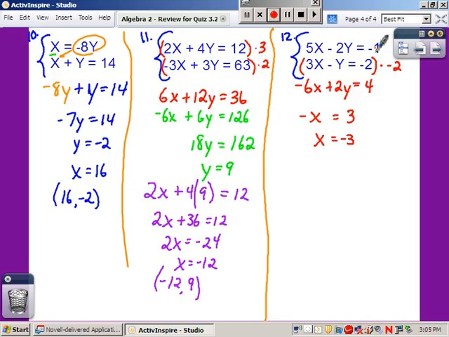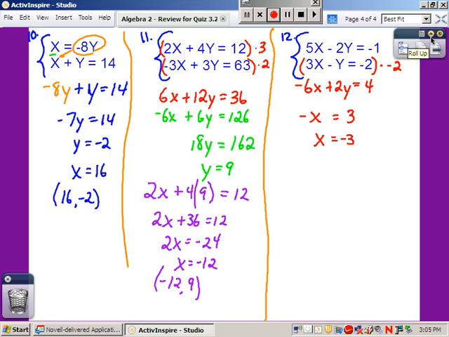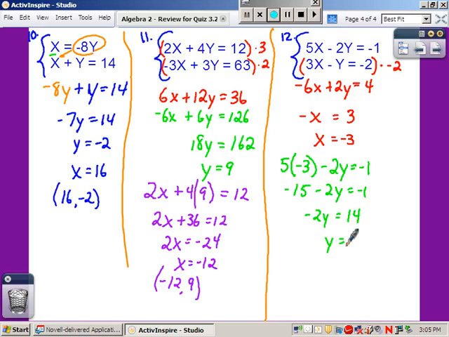Let's use the top one. Doesn't matter. Put that negative 3 in for x. So I got 5 times negative 3 minus 2y equals negative 1. So this is negative 15 minus 2y equals negative 1. I'm going to add the 15 to the other side. So I got negative 2y equals positive 14. Then I'm going to divide by negative 2. I get y equals negative 7.